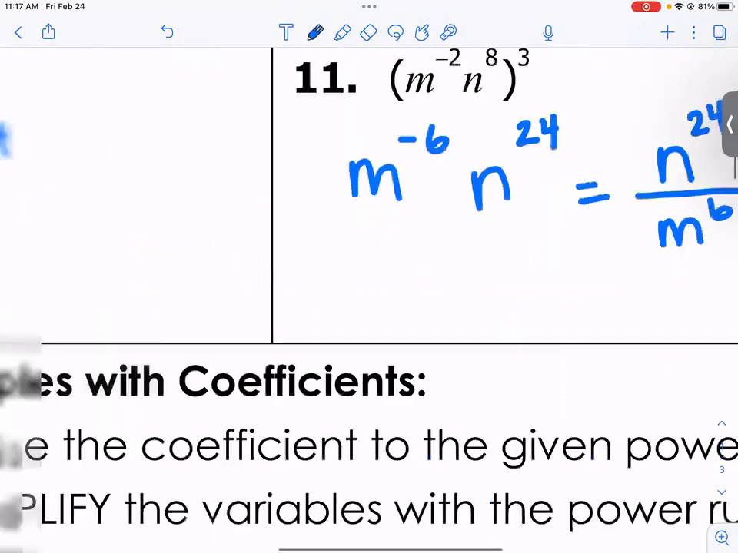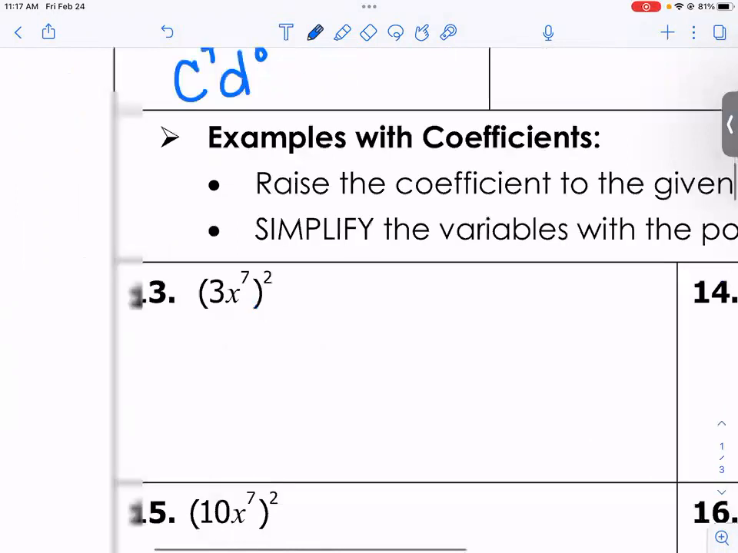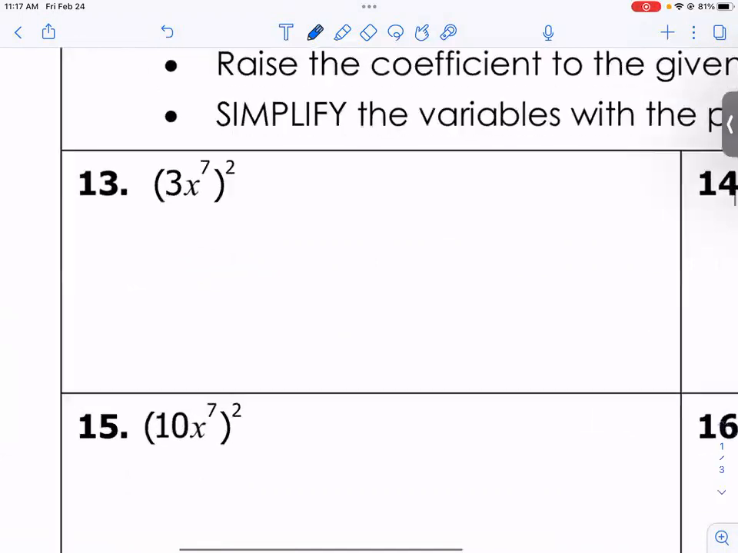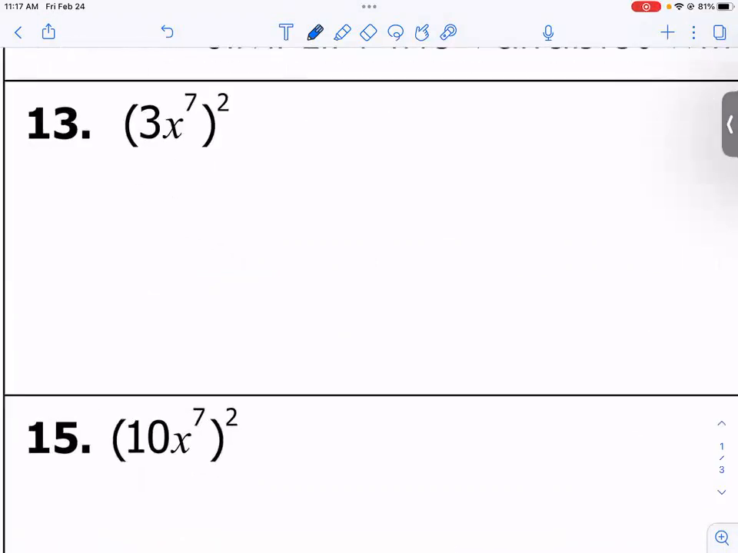Okay, so let's move down here to number 13. The rest of the examples that we're going to experience today are going to have some coefficients, okay? Well, I want you to remember that if you don't see an exponent, it's assumed that the exponent is 1. So this is like 3 to the first x to the 7th, all being raised to the 2nd power. So if we apply our power to a power, this becomes 3 to the power of 1 times 2, and x to the power of 7 times 2.